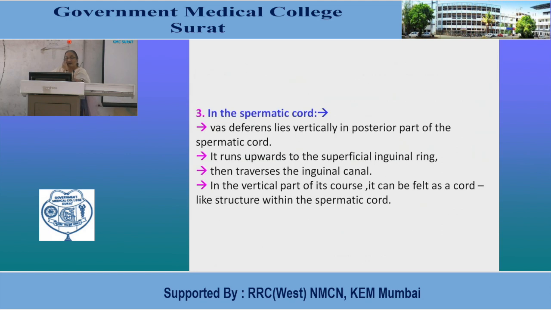The vas deferens lies vertically in the posterior part of the spermatic cord and runs upwards to the superficial inguinal ring, as the inguinal canal extends from the superficial inguinal ring to the deep inguinal ring. It traverses the inguinal canal, and in the vertical part of its course it can be felt as a cord-like structure within the spermatic cord in the living body.